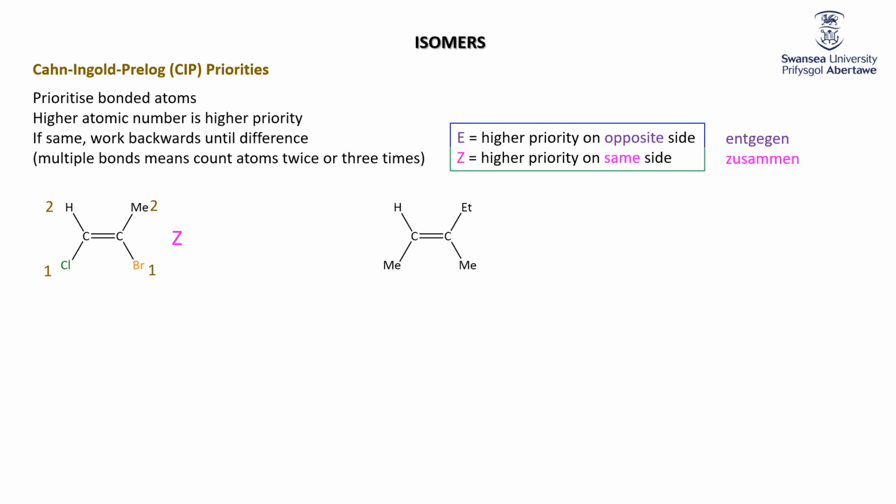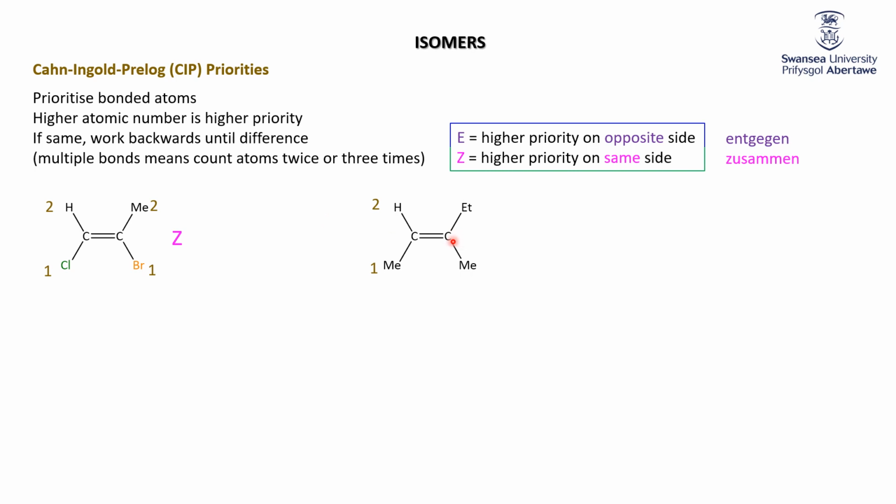Look at this one. Think about it. I'm back. Look at the left-hand carbon. This left-hand carbon bonds to a methyl group, which is C, or a hydrogen, which is H. C, higher atomic number than H. 1, 2. Now this one gets a little bit more interesting.